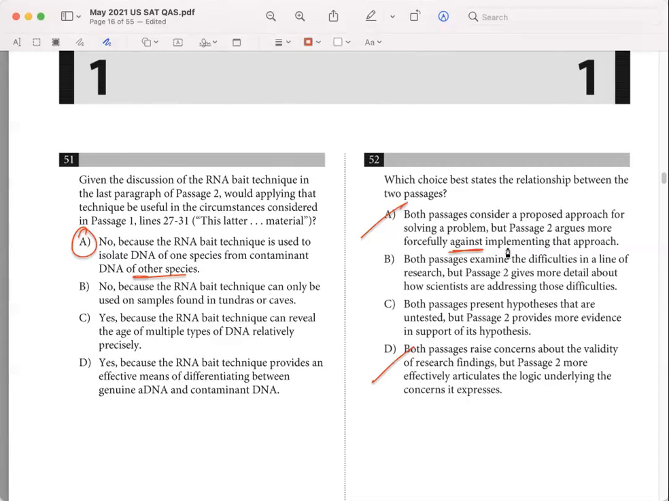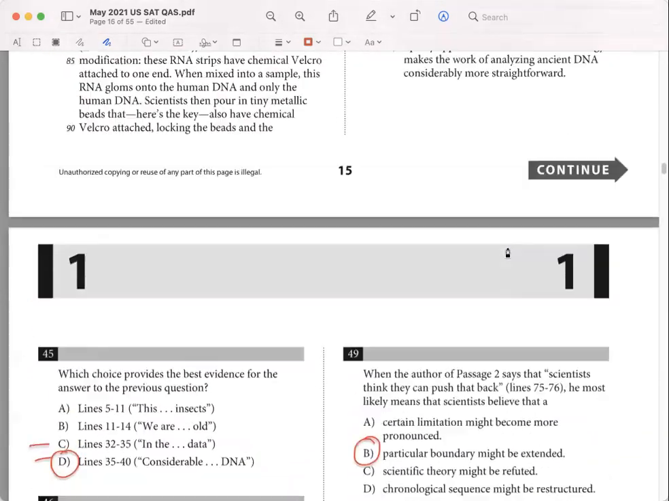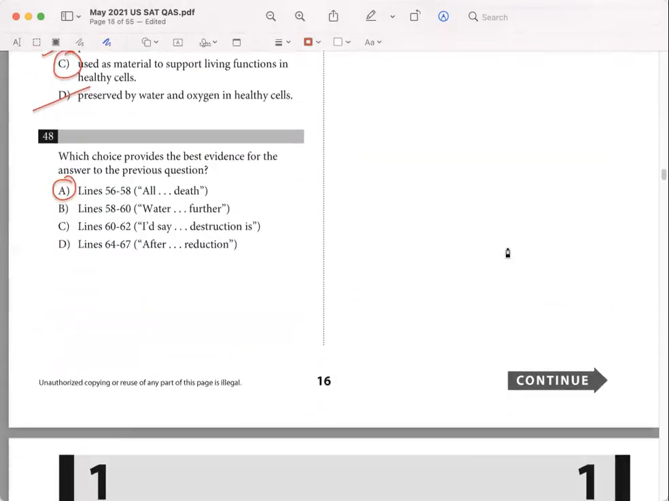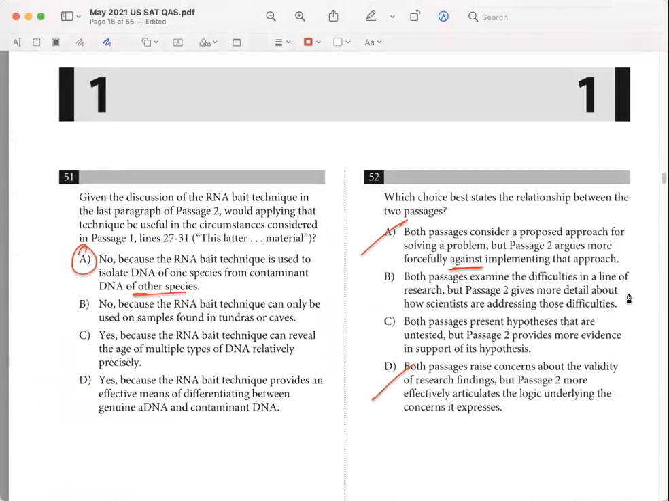Okay, B is a good answer. Both passages examine the difficulties in a line of research, but passage 2 gives more detail, right? So we know that passage 2 actually goes into the RNA bait strategy, etc. So I like B. B is a good option. Both passages present hypotheses that are untested. I don't think they do that, right? It's not about hypothesis testing. It's about looking at DNA decontamination. So I'll go with B.